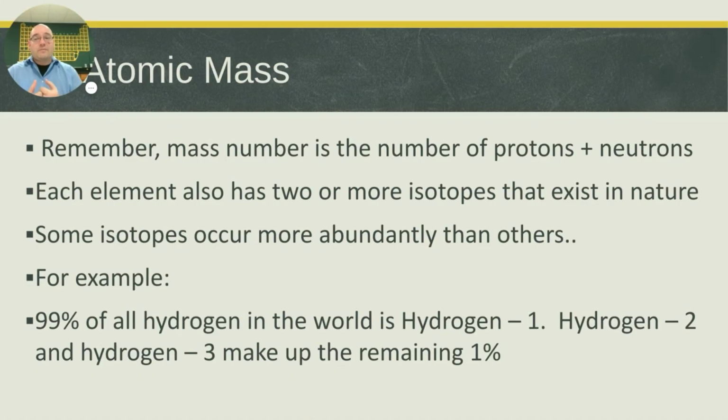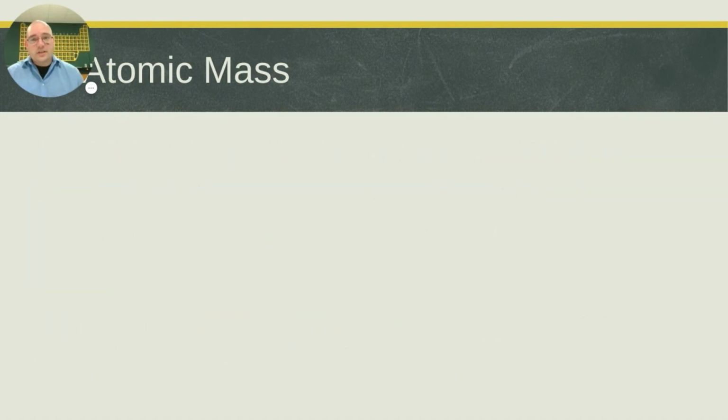So if we were to just do an average of their masses, 1 plus 2 plus 3 is 6, divided by 3 is 2. So if you just average those masses together, you get a mass of 2. Well, that's not accurate because 99% of all of the hydrogen is 1. So we give it special attention.